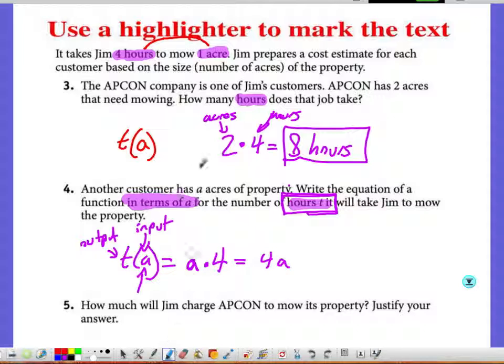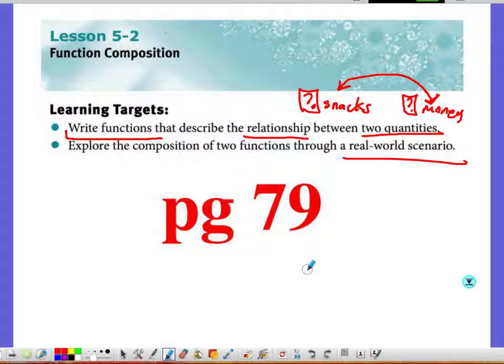Again, these are skills that you need to develop on your own, going all the way to learning targets: write functions that describe the relationship between 2 quantities. So what quantities have we been working with so far? We've been working with hours, acres, and cost.